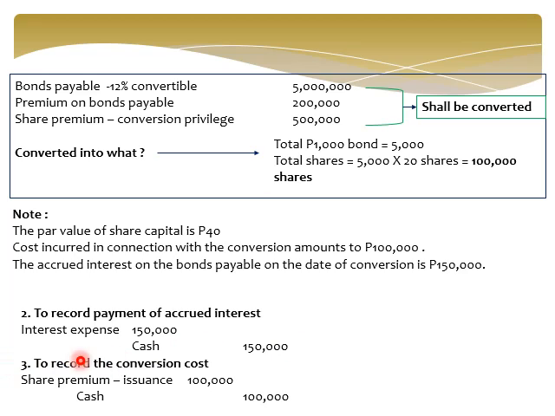And then number 3, to record the conversion cost given of 100,000. So pag merong conversion cost, i-charge siya directly to equity, the share premium issuance. Again, pag nag-issue kasi ng shares and then merong cost na na-incurred sa pag-issue ng shares, naka-charge yan sa share premium issuance. Di ba kanina sa number 1 journal entry natin, yung share premium issuance is 1.7 million. So i-charge natin yung conversion cost of 100,000 pesos.